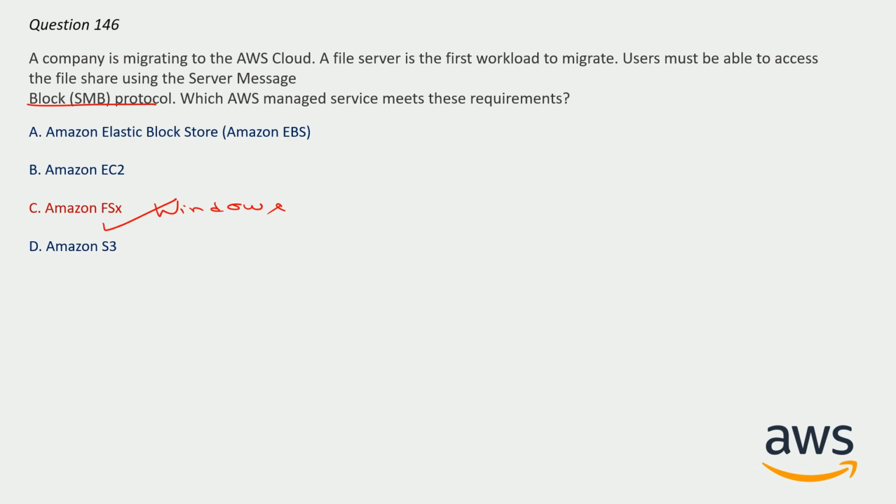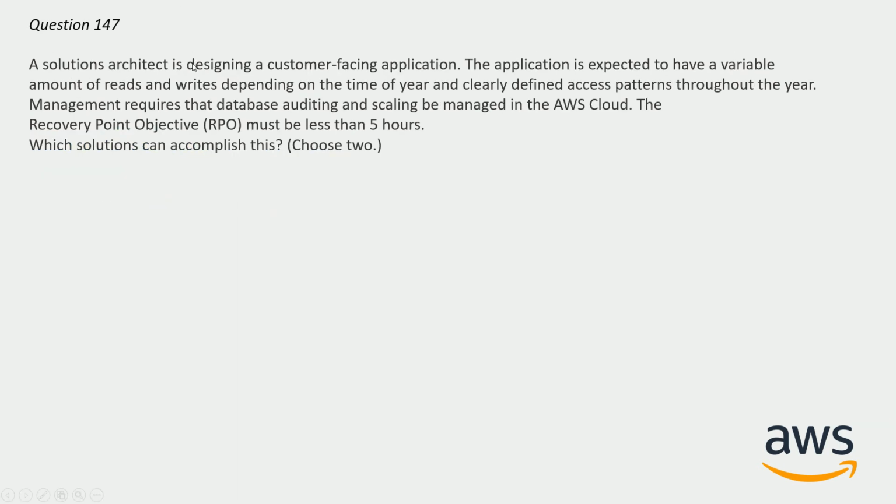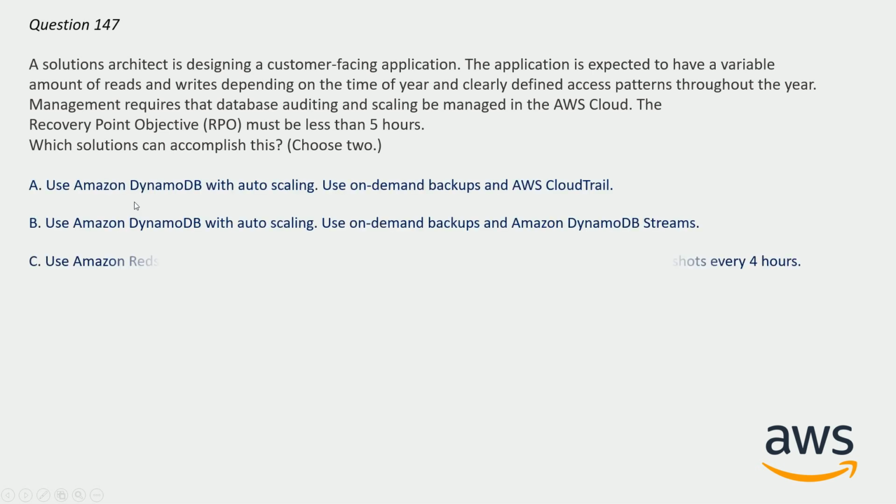And now question number 147. A solution architect is designing a customer facing application. The application is expected to have a variable amount of reads and writes depending on the time of year, and no clearly defined access pattern throughout the year. Management requires that the database auditing and scaling be managed in the AWS cloud. The recovery point objective, that is RPO, must be less than 5 hours. Which solution can accomplish this? Choose two. And here are the options.